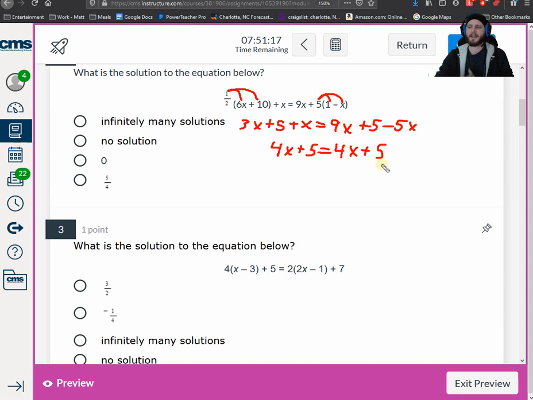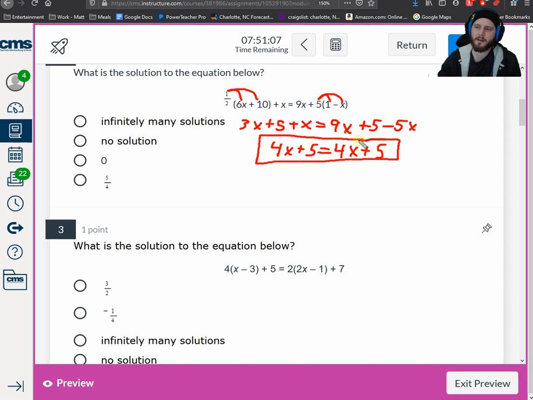So already you should be able to see something. 4x plus 5 equals 4x plus 5. Technically speaking, right now, our problem is done. Both sides of the equation equal the exact same thing. What I want you to think about is, can I replace x with anything?